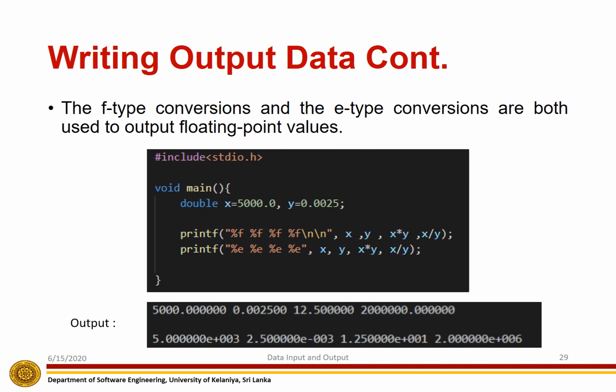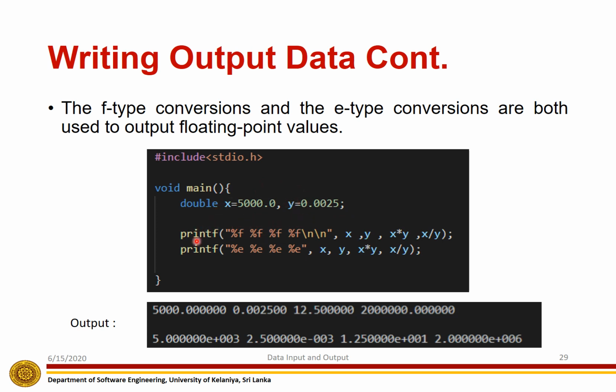The next point is the F-type conversions and the E-type conversions, which are both used to output floating point values. You can see an example in the slide. Here, first I have declared and initialized 2 variables, double x equals 5000.0 and y equals 0.0024. Both are floating point values, double values.